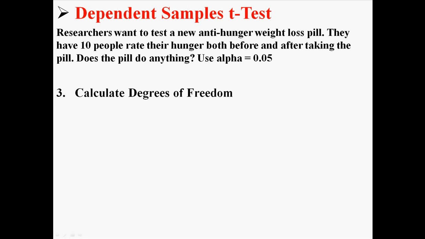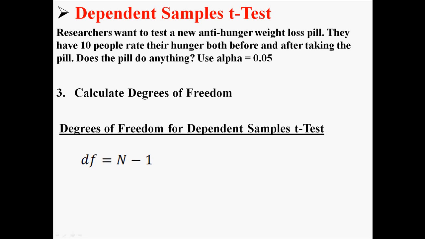Now our alpha, I said use an alpha level of 0.05, that's usually what you will be using. Now calculating the degrees of freedom. This is how you calculate the degrees of freedom in a dependent samples t-test. Degrees of freedom is just capital N minus 1, capital N being the total number of people in your sample. In this case, we had 10 people that we measured before and after. So our degrees of freedom are 10 minus 1, or 9. This test has 9 degrees of freedom.